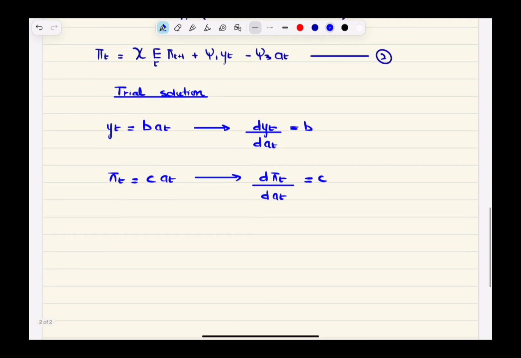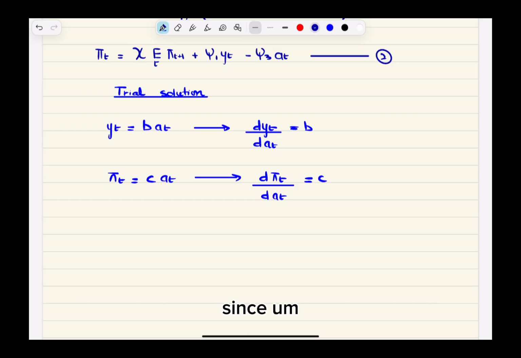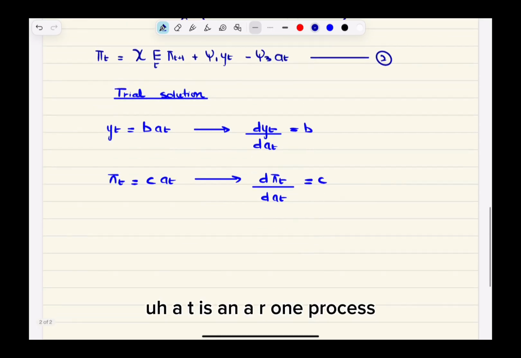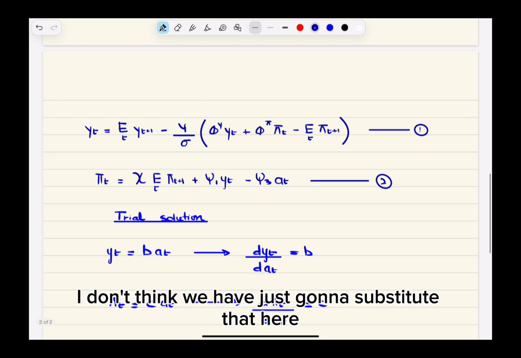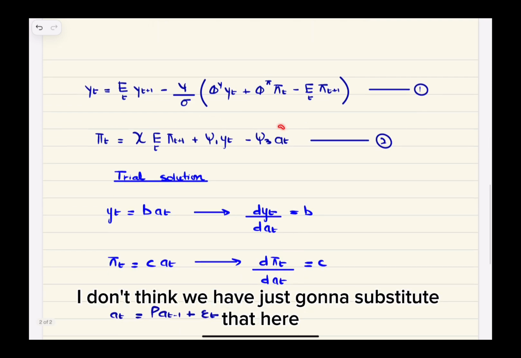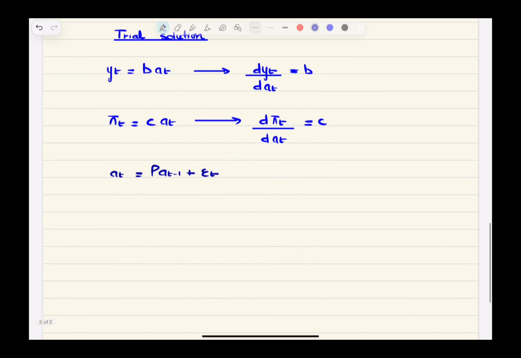Okay, moving on. Again, also one thing to remember is that since a_t is an AR1 process, so it's rho a_(t-1) plus e_t, and therefore, okay, let's find out the value of this and this.